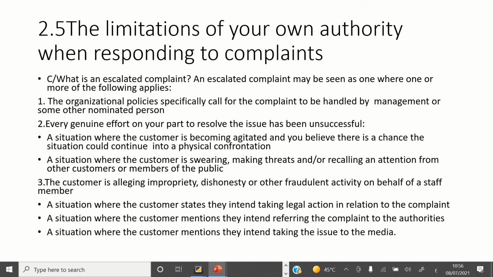Every genuine effort on your part to resolve the issue has been unsuccessful. In this case, also, you have to escalate the issue. Or, for example, the customer himself starts to be aggressive and behaving badly, so it needs a manager to stop him from doing this. The customer is alleging inappropriately or dishonestly. This means if the customer also lies, then you have to raise the issue to the managers.